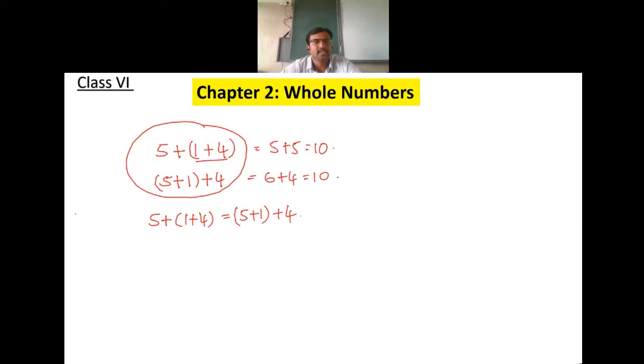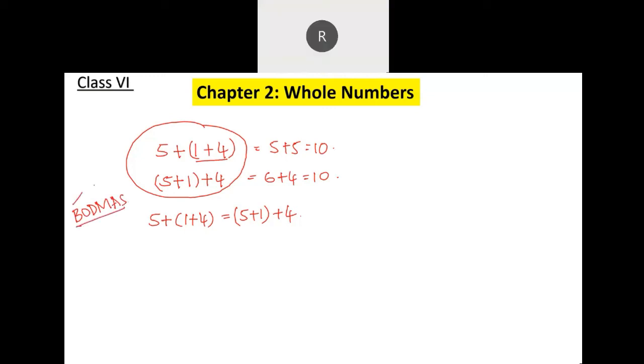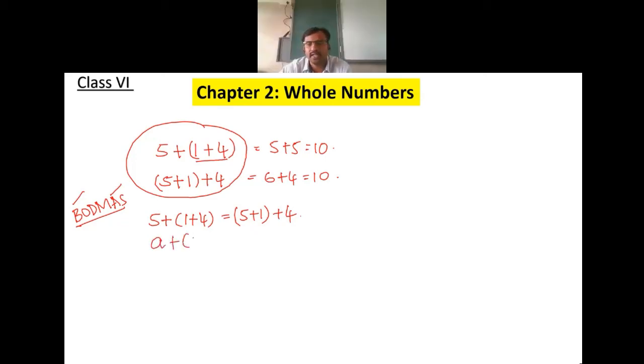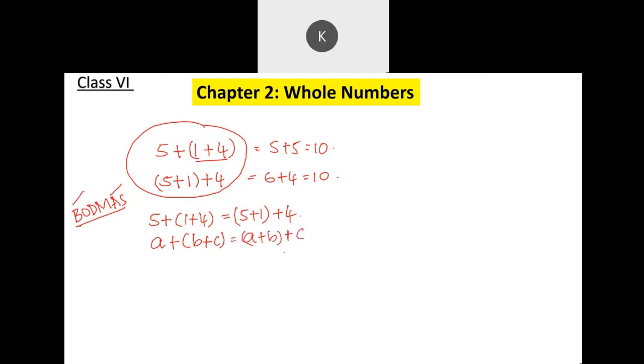We know that we have to use BODMAS rule. Bracket has to be simplified first, then addition should be done. So whenever A is added to the sum of B and C, the sum of A and B added to C will give the same result. And this property is called the associative property.